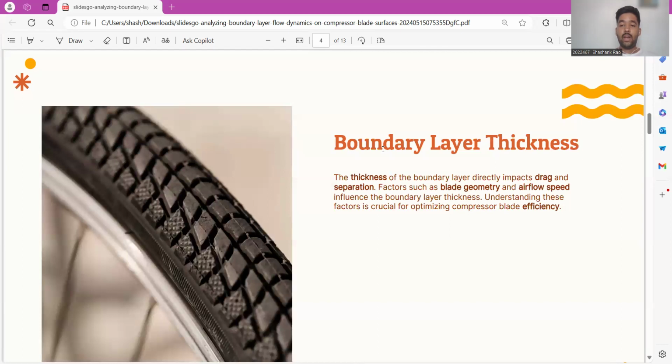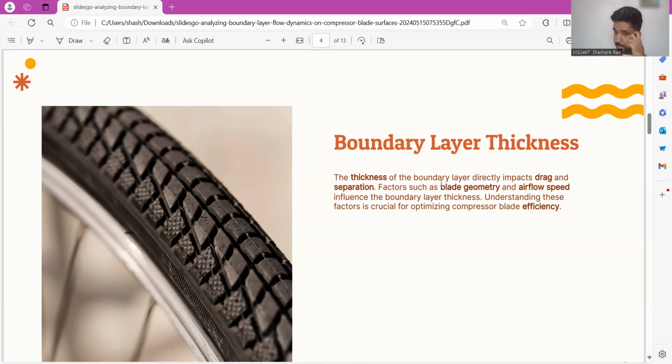The thickness of the boundary layer directly impacts drag and separation between the flow and the surface. Factors such as blade geometry and airflow speed both influence the boundary layer thickness. If we consider a compressor blade and its blade geometry, it influences the boundary layer thickness. The geometry of the blade, or the dimensions it has, is how we determine the boundary layer and how it forms.